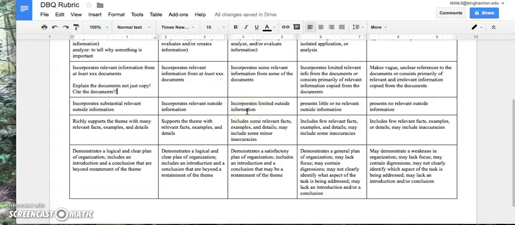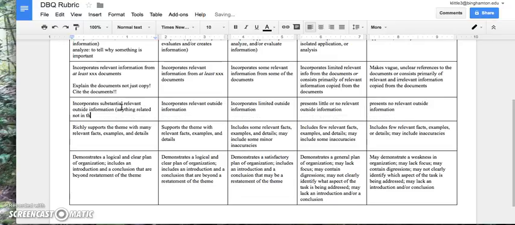Down here, incorporates relevant outside information. We know outside information equals anything related not in the documents. And so are you including it? Substantial means a lot. This one would be still quite a bit, but not substantial. This one would be not very much. This would be little or none. This would be none. So outside information, hugely important.